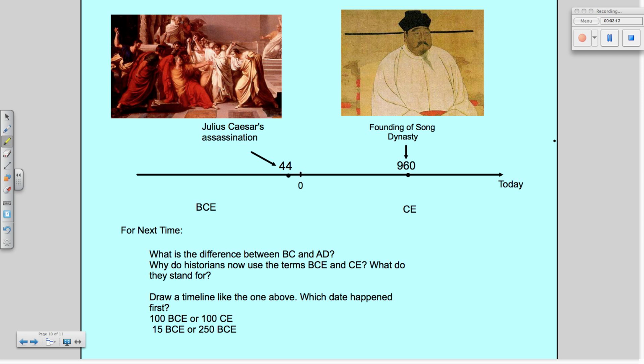For your homework, draw a timeline like the one above. Use it to show you which date happened first, 100 BCE or 100 CE, 15 BCE or 250 BCE. We'll continue to talk about these ideas in class.